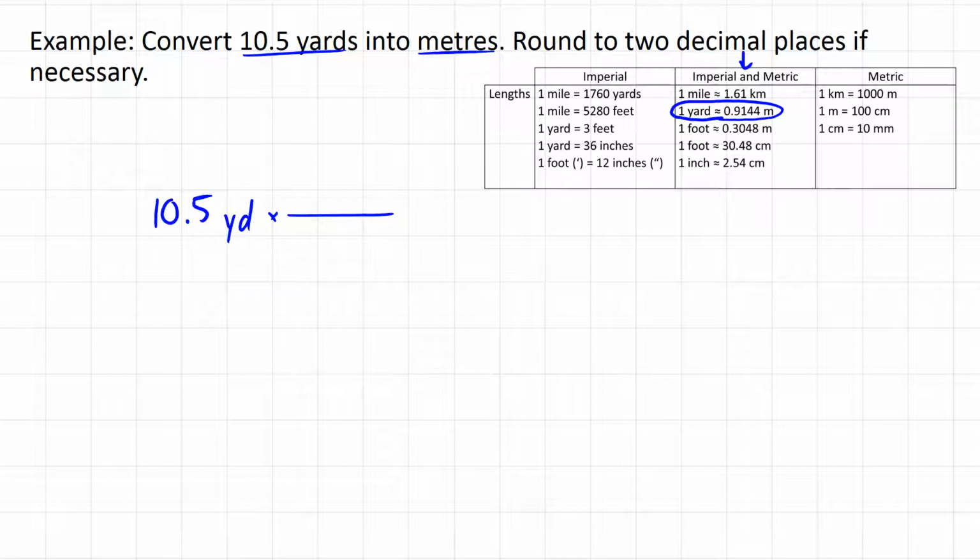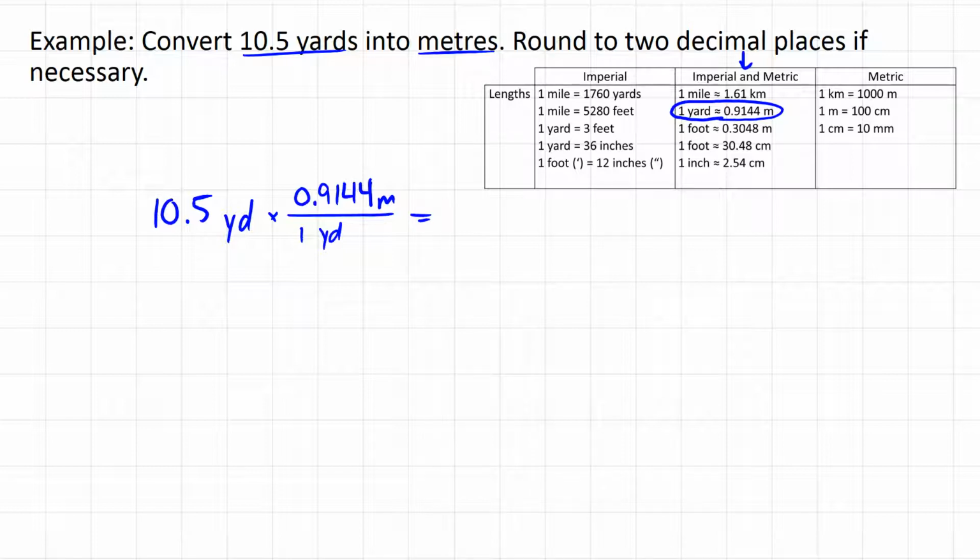So I'm putting the yards on the bottom because that's what I have already. So 1 yard on the bottom, and on the top I have 0.9144 meters. Those are the units that I want. One thing to note is you see the squiggly equal sign in that column. That's because imperial to metric don't agree perfectly. They are approximations. So 1 yard is approximately 0.9144 meters, but not exactly that. And that's why there's a squiggly equal sign instead of an exact equal sign.